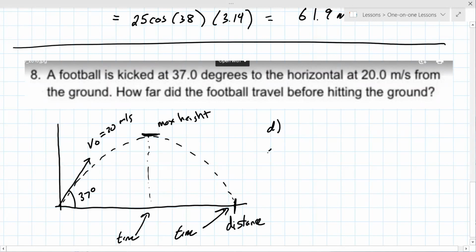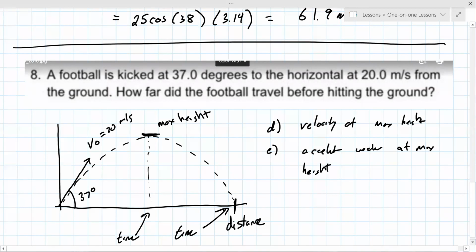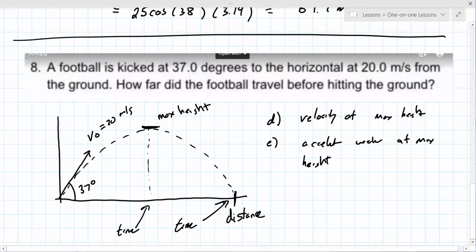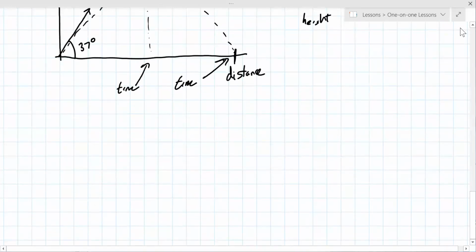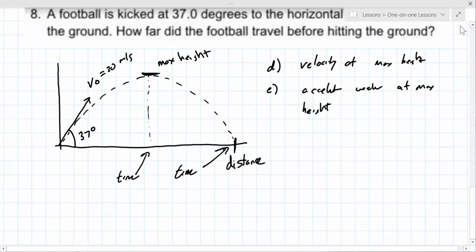Parts D and E, which we're going to get to, are asking things that are new in this problem. They're asking for the velocity at the max height and the acceleration vector at max height. So that's a little bit new. But because this really isn't any different than the previous problems, I want you to try to find the time for me. The time that this thing is in the air, because the time is used to find the maximum height.